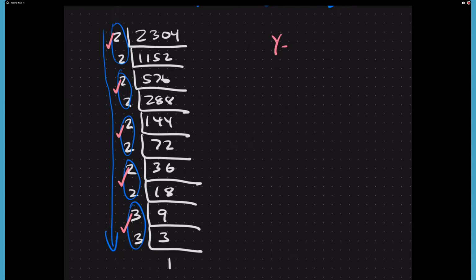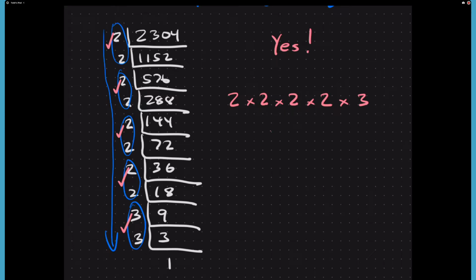So yes, it is a perfect square. But what is that perfect square? Well, from this first set that we have right here, I'm just going to grab one of those 2s. So essentially it's 2, and from the second set, 2, and from the third set, and from the fourth set, and finally from the last set.